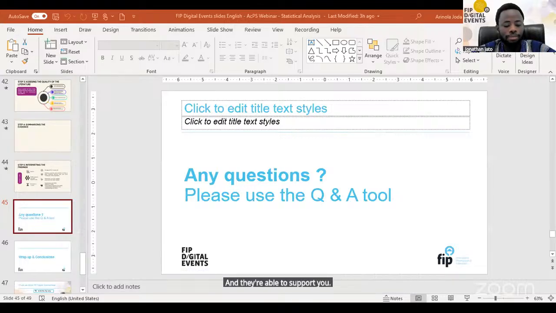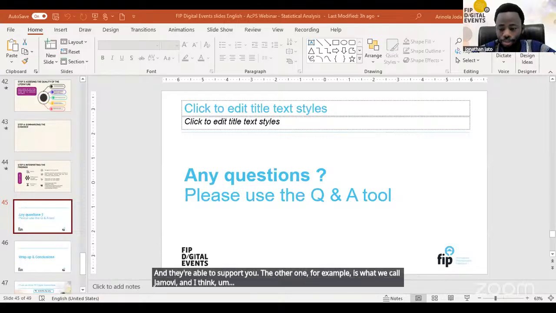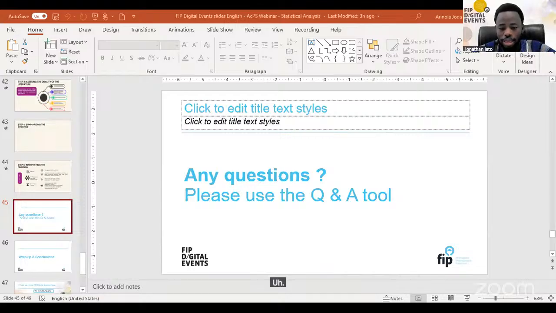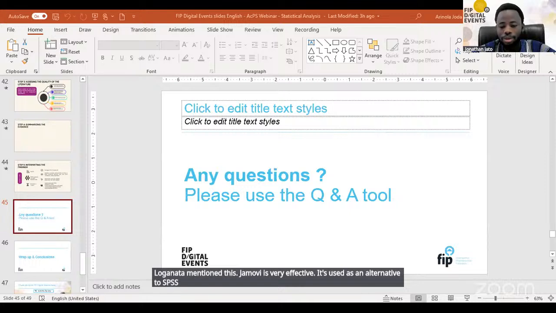The other one, for example, is what we call Jamovi, and I think Loganatha mentioned this. Jamovi is very effective. It's used as an alternative to SPSS, and sometimes when you use Jamovi, you can integrate it with R. So you start with R, you have issues, or you want to verify the data, you can go into Jamovi, and you don't have to start afresh.